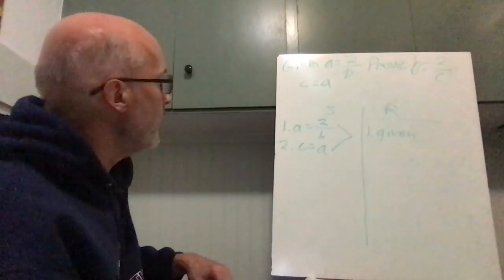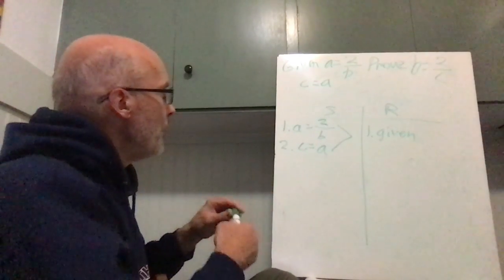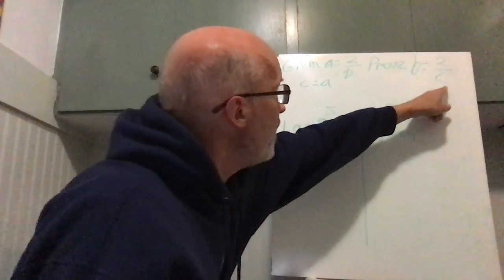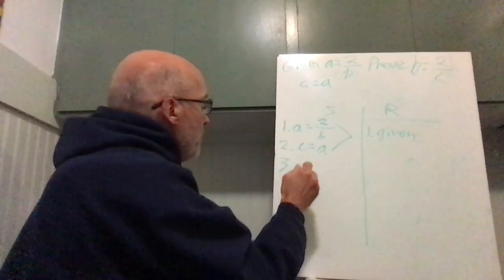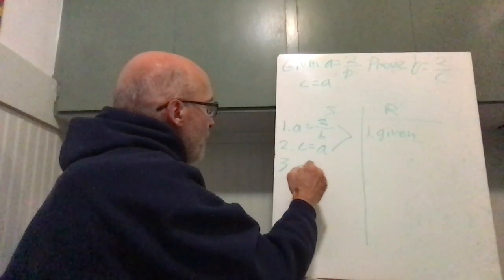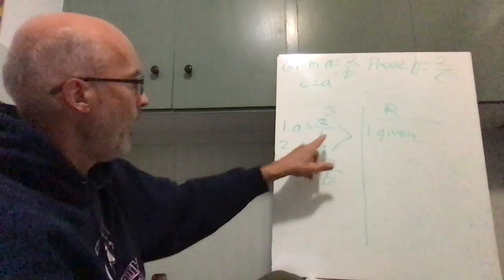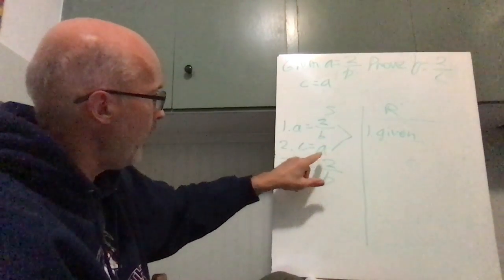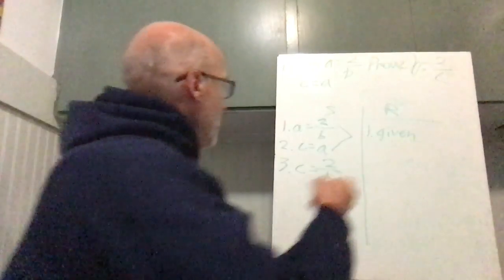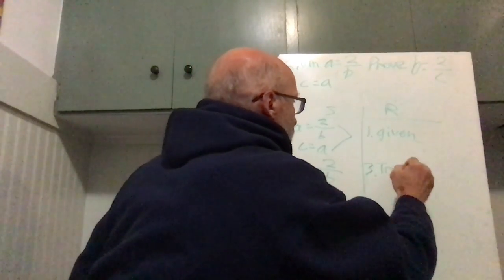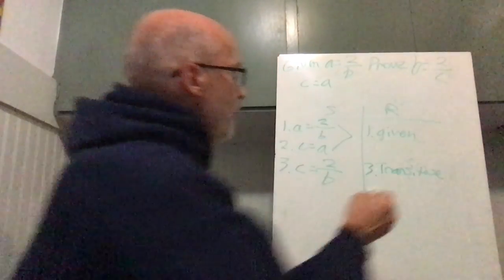So now what I'm thinking is, because these both equal a, I'm going to use the transitive property because eventually I want c on one side and b on the other. And I can do that if I do the transitive property here. So I can put c equals 2 over b. Okay, 2 over b equals a, c equals a. So cut out the middleman, c equals 2 over b. Transitive. And it's going to be steps 1 and 2.